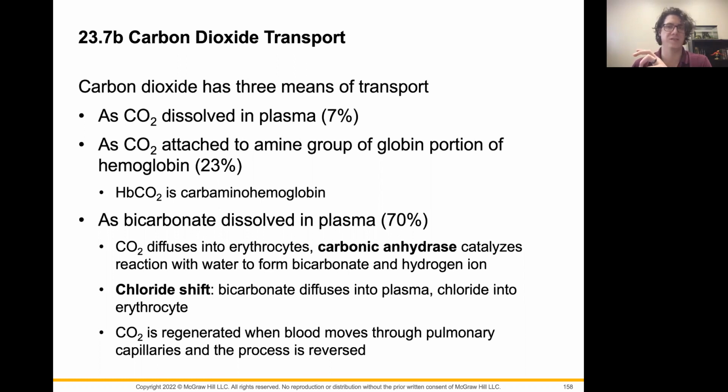That's only 30% total though. So where is the other 70%? Well, the other 70% is found as what we call bicarbonate. Bicarbonate, H2CO3, is basically a soluble form of CO2.